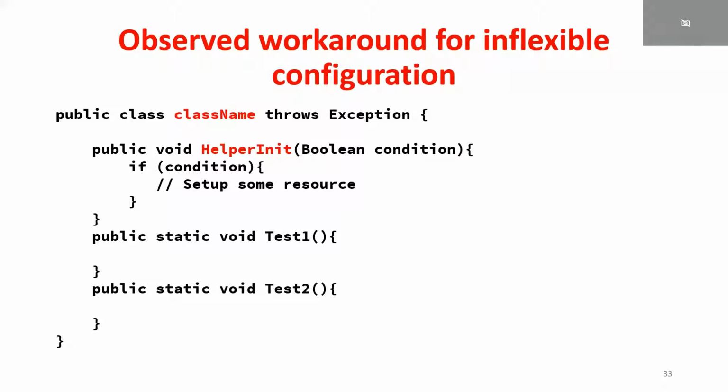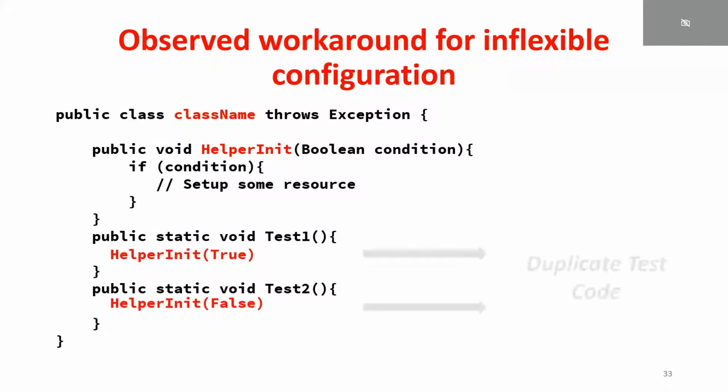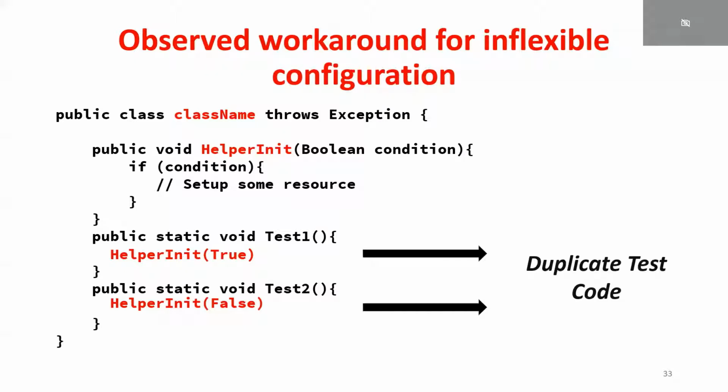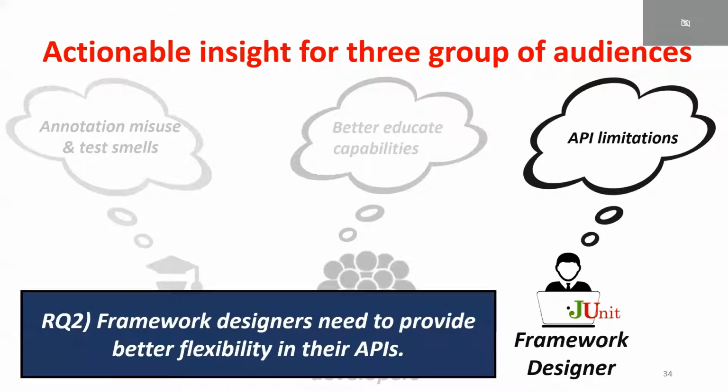The negative impact of this limitation is shown here. Developers need to introduce a parameterized helper method to selectively configure the fixture. By doing this, developers also introduce duplicate test code, which makes the test code more verbose. Therefore, in the usage of fixture, we believe that framework designers need to provide better flexibility in their APIs.